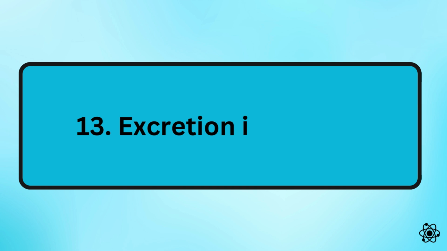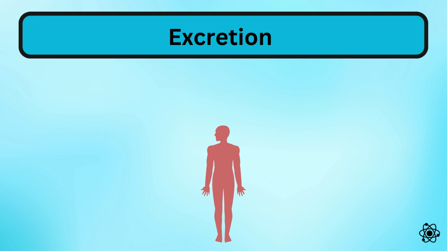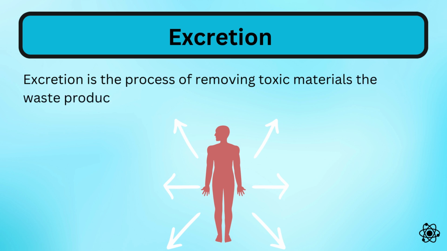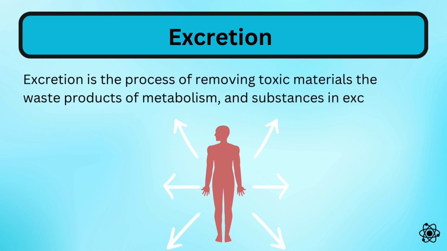This video summarizes topic 13, excretion in humans. Our body produces waste products during metabolic reactions, or sometimes the body may have excess unnecessary substances. Excretion is the process of removing toxic materials, the waste products of metabolism, and substances in excess of requirements in the body. This is an important process that balances all the body systems and prevents damage.